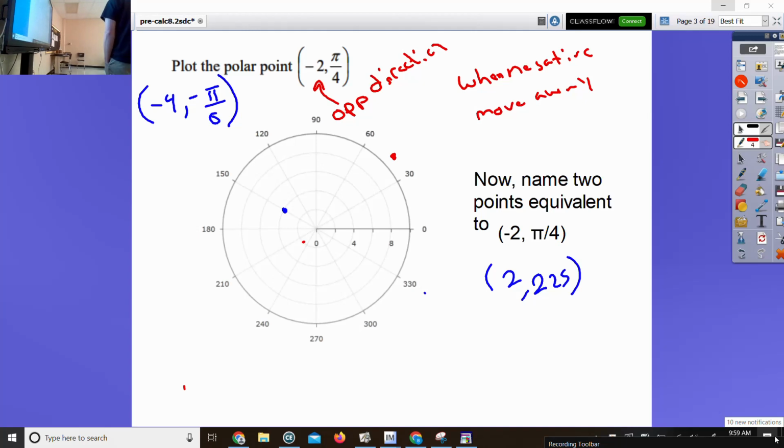Of course, you convert 225 into radians, which is, I don't know, 5π/4.